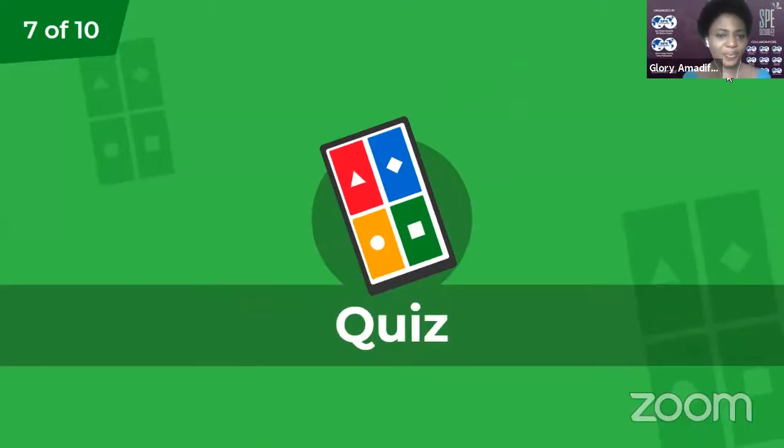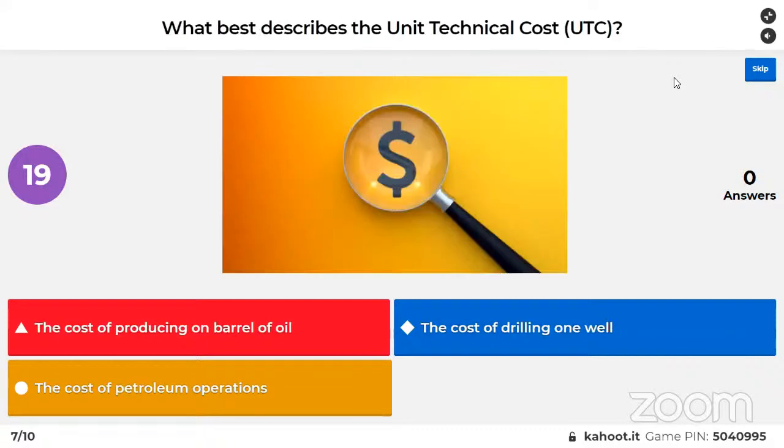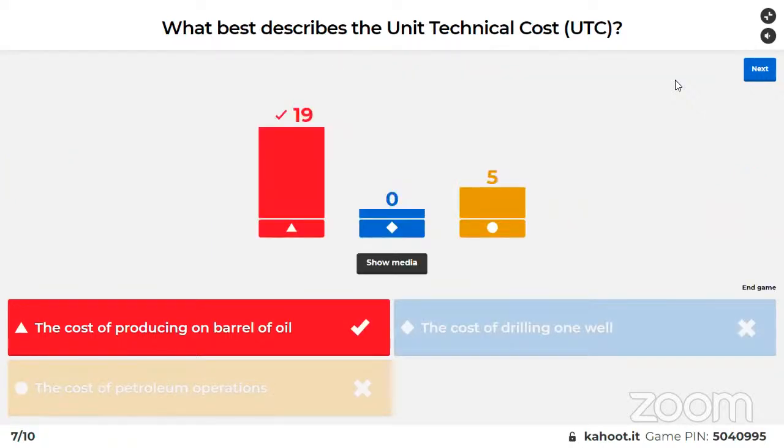So let's go. So now, what best describes the unit technical cost, UTC? Okay. Is it the cost of producing 1 barrel of oil, the cost of drilling 1 well, the cost of petroleum? It is the cost of producing 1 barrel of oil. And 19% got that. That's cool.